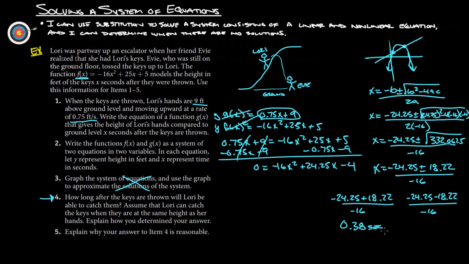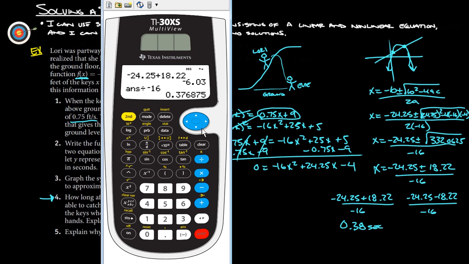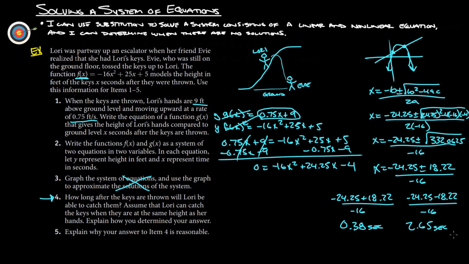So let's do 0.38 seconds. And then we're also going to do negative 24.25 minus 18.22, divide that by negative 16. And we get 2.65 seconds. Okay, so how long after the keys are thrown will Lori be able to catch them? 0.38 seconds if she catches them on the way up. If not, then she can catch them back on the way down at 2.65 seconds.